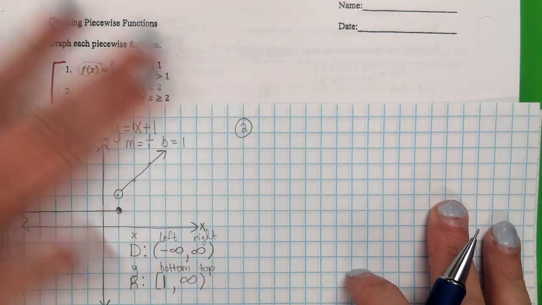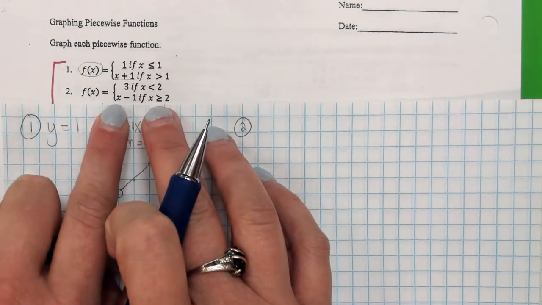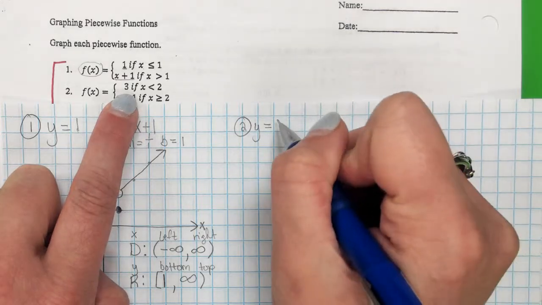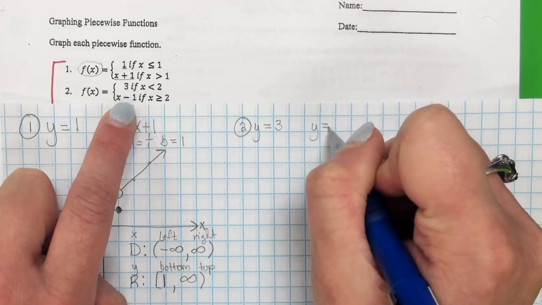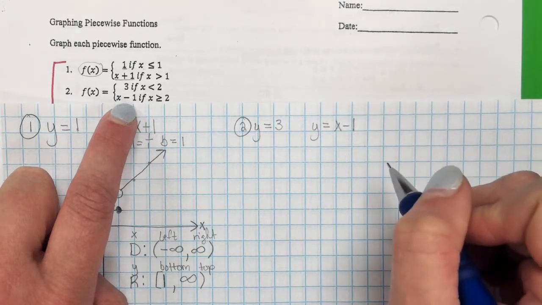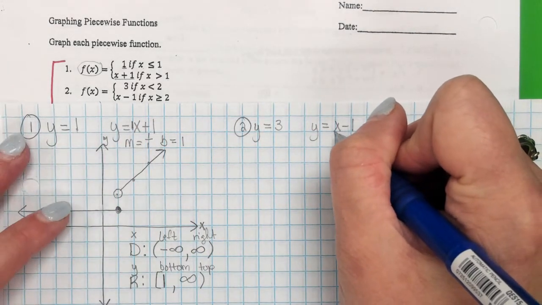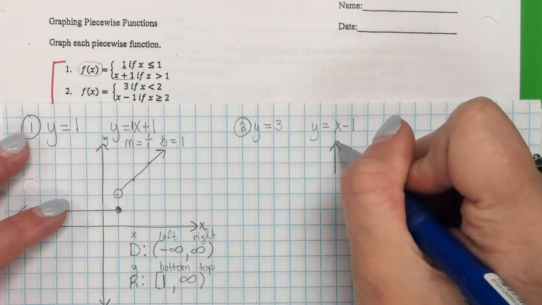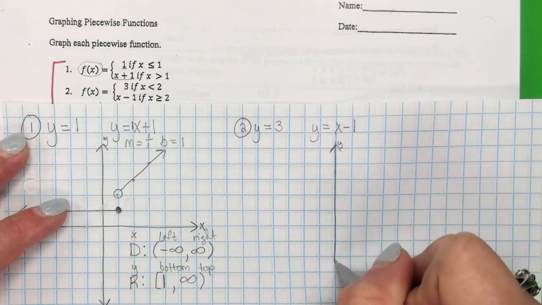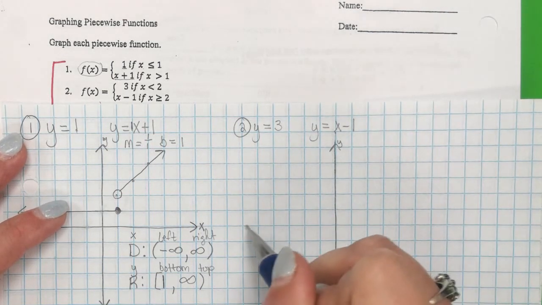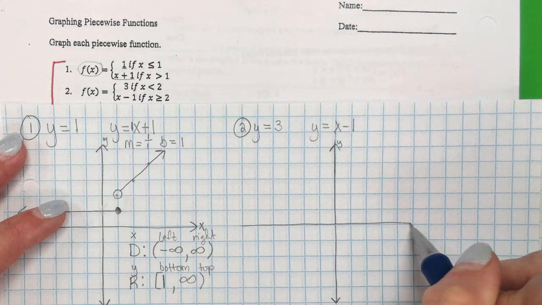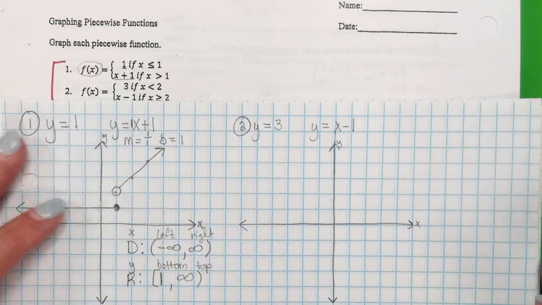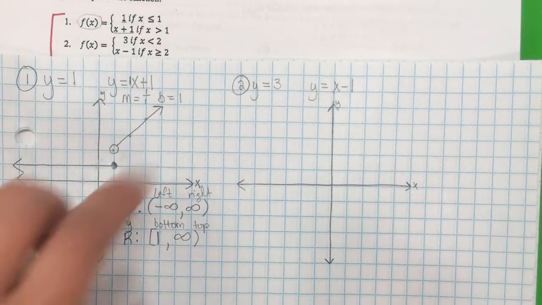And sometimes, especially with this page, it really helps if you put the paper underneath number 2 so you don't get confused, okay? So remember, f of x meant y. So we've got y equals, my first function is 3, and my second function is x minus 1, okay? We're going to do these one at a time, so go ahead and draw a graph. Okay, we got an x and y axis labeled.